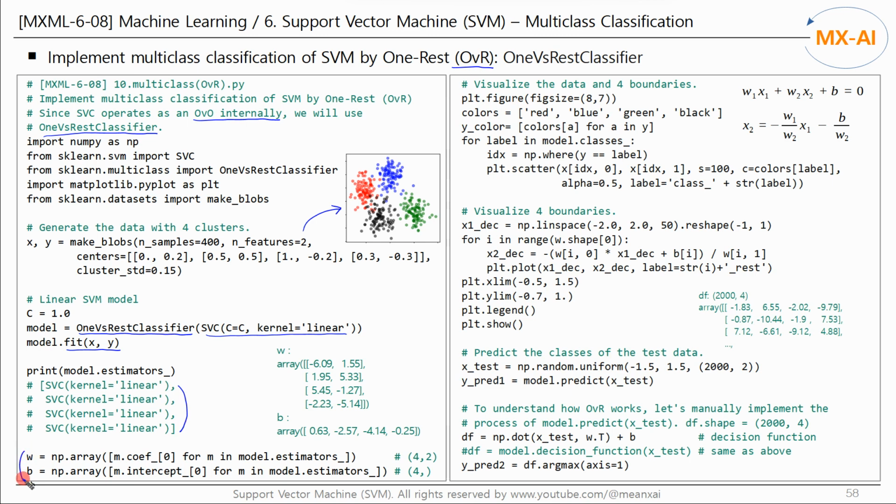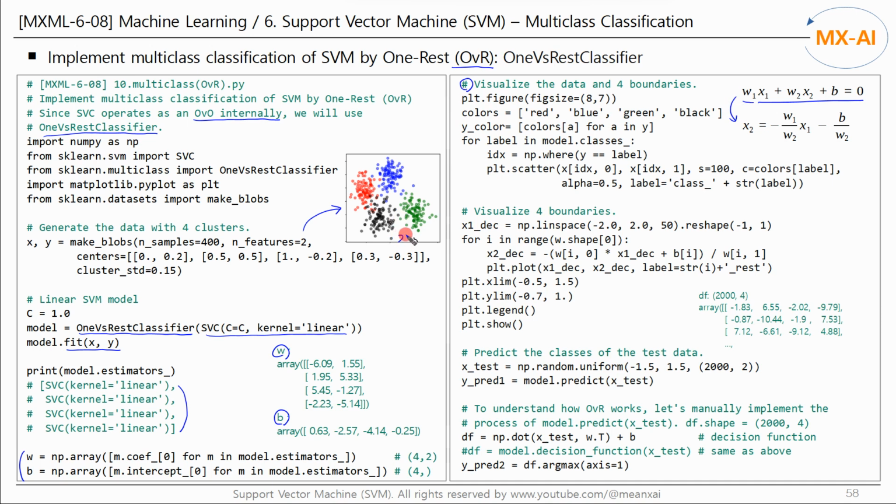W and B for each base model are as follows. These are the parameters for the 4 boundaries. Visualize the data points and 4 boundaries. The equation of a decision boundary looks like this. Isolating x2 gives us the equation of a straight line as follows.